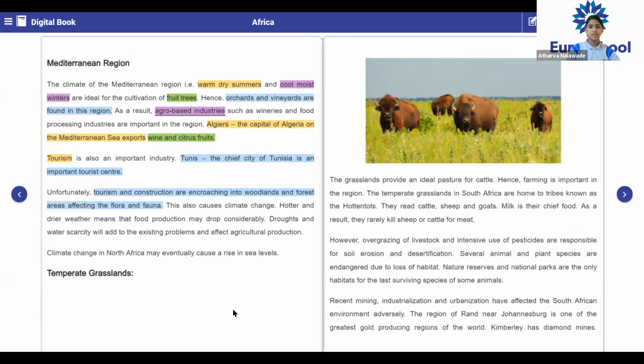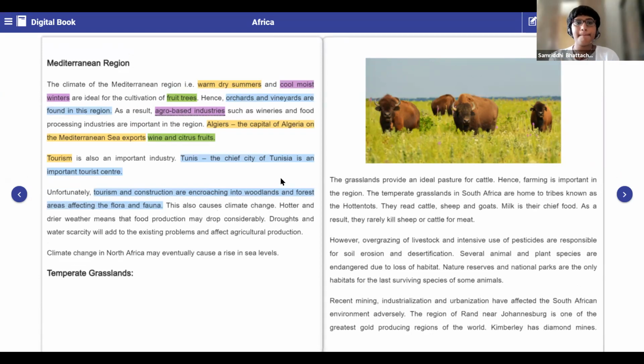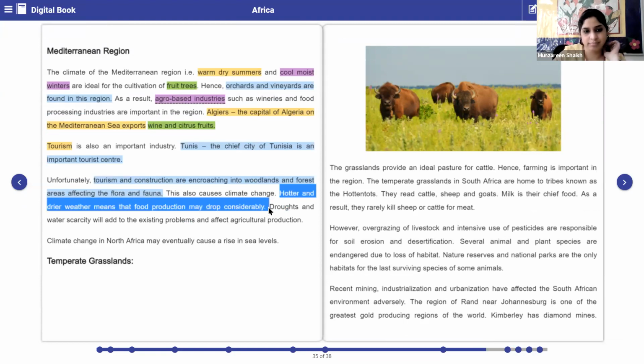If the climate is hot and dry, it is directly going to affect the agricultural production, right? And on the other hand, if there are droughts and water scarcity, then again it is going to directly affect the agricultural production. And if it affects the agricultural production, then automatically the ecosystem gets disturbed. Okay, clear? Everyone, please underline that hotter and drier weather affects the agricultural production.